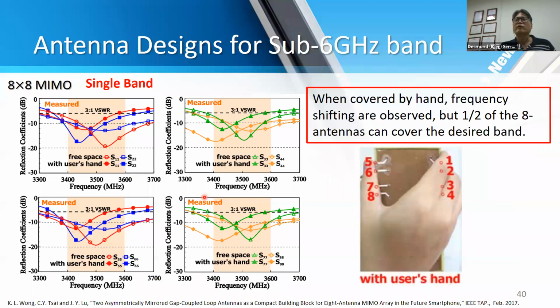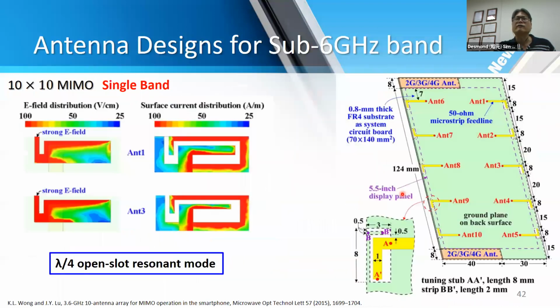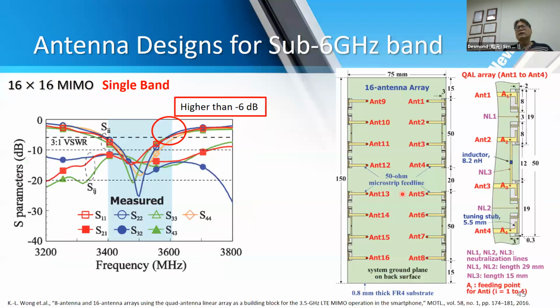This is also one of the measurements he has done using a real hand, trying to cover all the antennas. So I'm going to skip this and move on. At the moment, in the open literature, the maximum number of 5G sub-6 gigahertz antennas that we can use is up to about 16 of them.